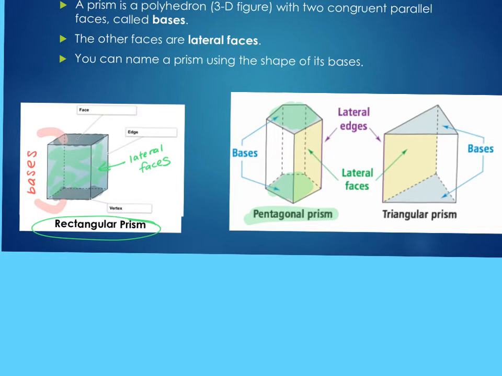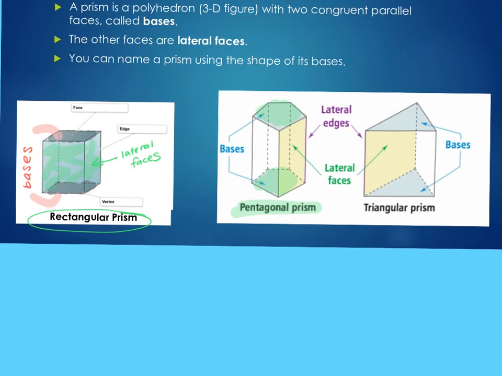Those top and bottom in this case would be the base, and all the other sides would be the lateral faces. The edges on those faces are called lateral edges. The last one is a triangular prism, because both the top and the bottom are triangles. The other sides are still rectangles, but the top and the bottom are triangles. So those are considered to be your bases, and then the other ones are called the lateral faces.